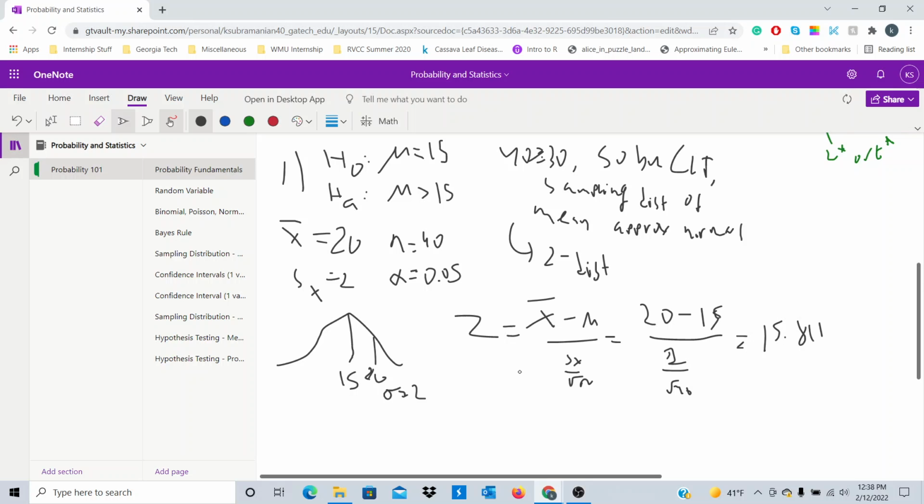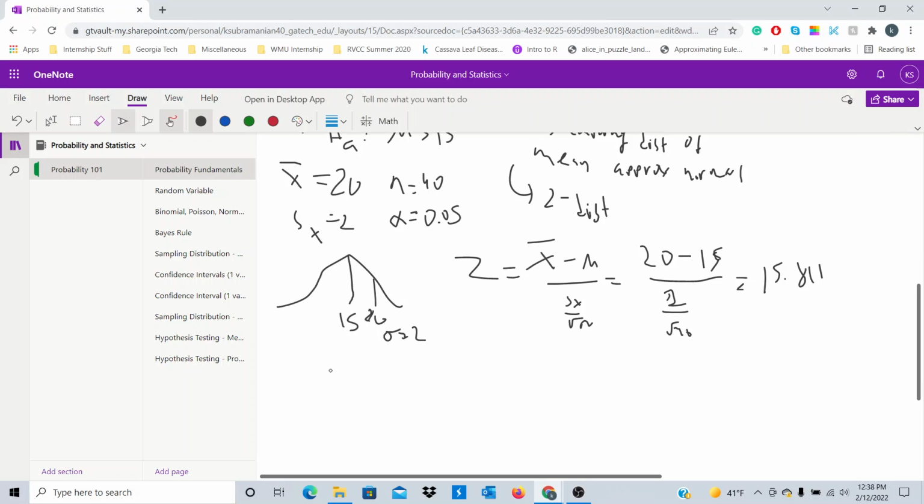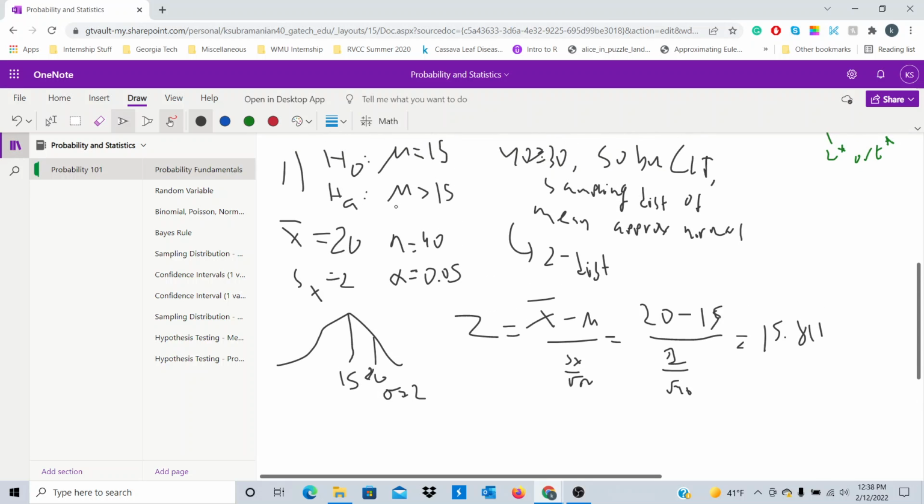15.811. So in this case, since our alternative hypothesis is that the mean is above 15, we actually have a one-sided or one-tailed test, right? We only care about the alternative hypothesis that the mean is greater than 15. We don't care about the mean not equaling 15, where we would have to consider two possibilities. We only consider the case where the mean exceeds 15. So it's a one-tailed test, right?